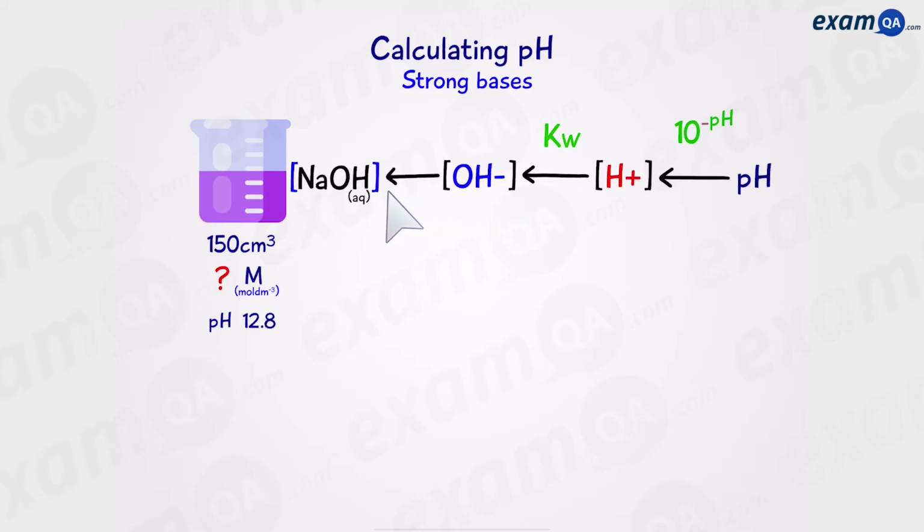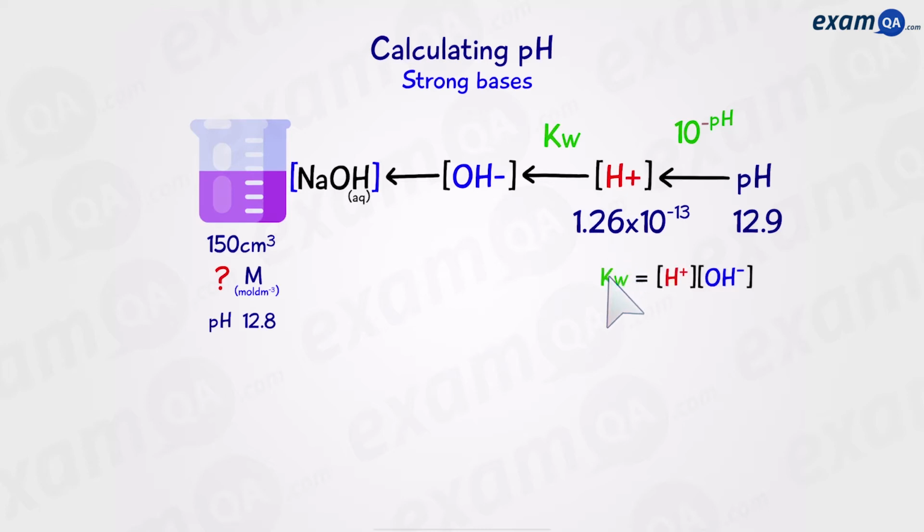And then we can simply do the ratio of hydroxide to sodium hydroxide and work out the concentration of sodium hydroxide. So pH is 12.9. 10 to the power of minus 12.9 will give us 1.26 times 10 to the minus 13. So now that we have the concentration of hydrogen ions, how do we convert this into hydroxide ions? Remember, Kw is equal to H plus times OH minus. So we're going to rearrange it so that we get OH minus equals Kw over H plus.